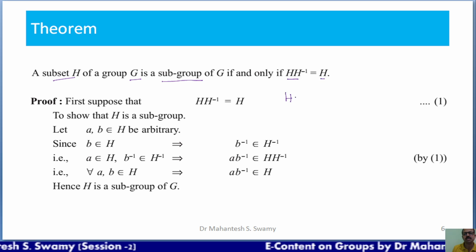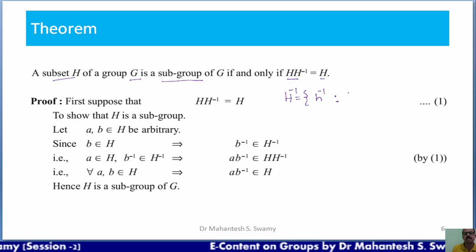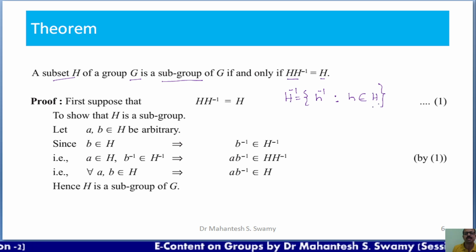H inverse is the set containing the elements like small h inverse, where this h is a member of capital H. Capital H inverse is the set of all the inverse elements of capital H. Take any element small h belonging to capital H, and its inverse will be there in capital H inverse.